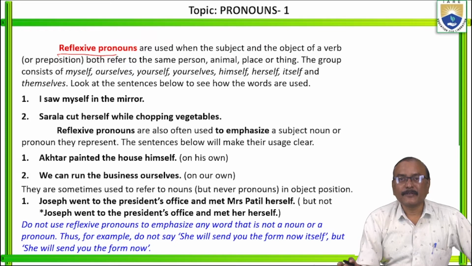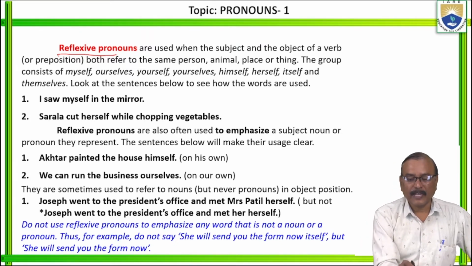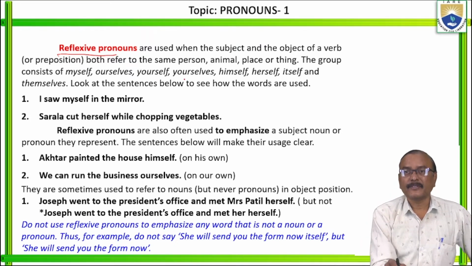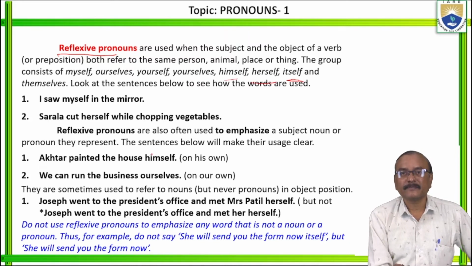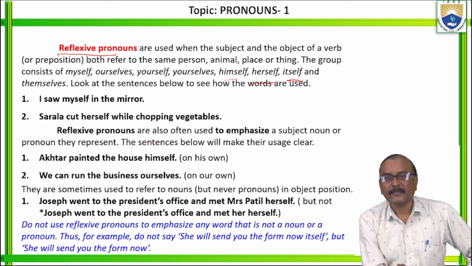The group consists of myself, ourselves, yourself, yourselves, himself, herself, itself, and themselves. Is it clear? Look at the sentences below to see how the words are used.